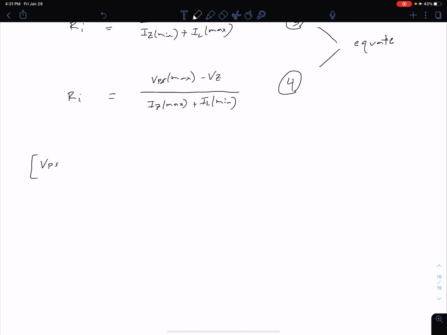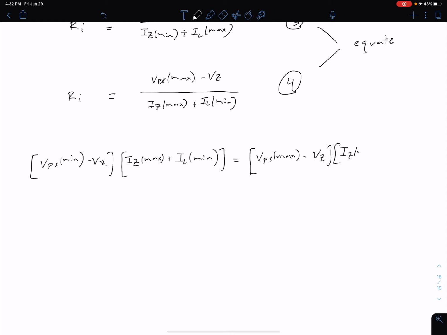We have VPS min minus VZ times IZ max plus IL min. This gets a little bit messy, but bear with me, it won't be too much longer. This is equal to VPS max, going through this algebra here, minus VZ times the quantity of IZ min plus IL max. All right, and let's call that equation 5.